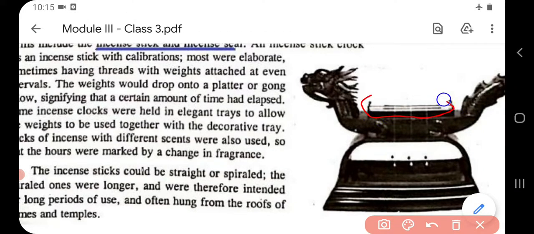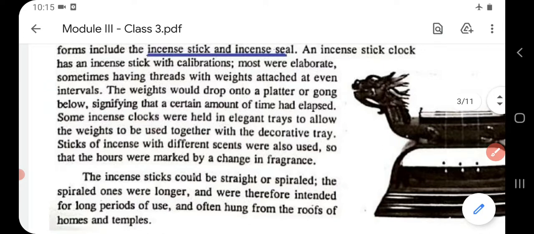This is the top, and from there some weights are hung using the thread like this. Now the weights would drop onto a platter below, and this signifies that a certain amount of time has elapsed. It has an incense stick which is graduated, with readings marked on it, and each of these markings indicates time. Sometimes it will fall inch by inch with the weights hung on it, and how far it falls represents the time that has elapsed.